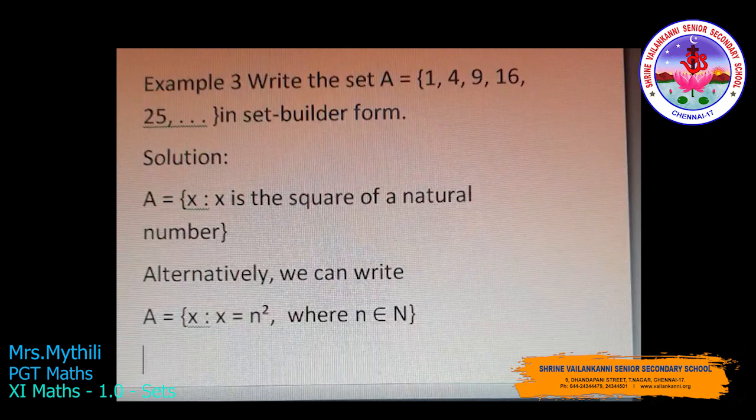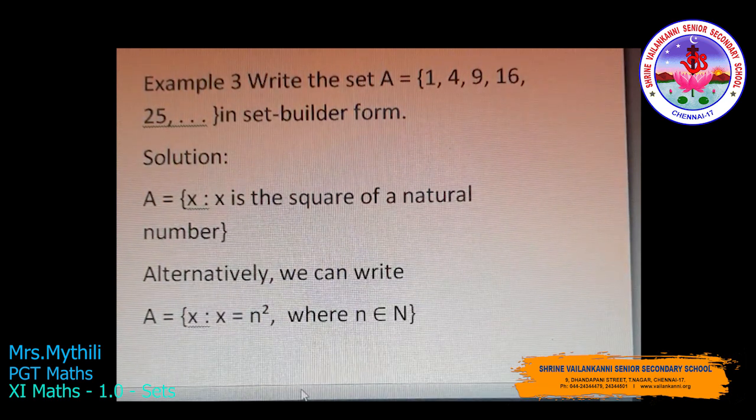Otherwise we can write this as A equal to the set of all x such that x is equal to n square, where n belongs to capital N. Here capital N refers to the natural numbers. So we are taking small n as any natural number, and x is the square of that number, where n belongs to capital N.